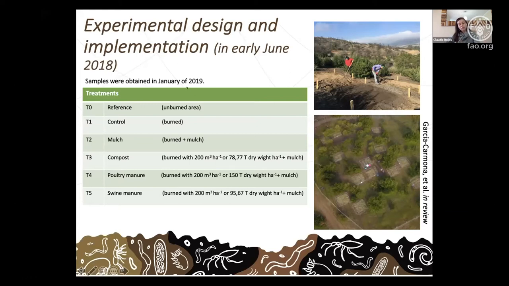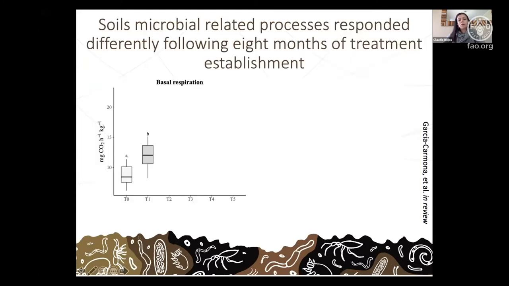So for this experiment, what I'm going to be showing you today, we sampled in January of 2019. So that means 2 years after the occurrence of fires and 8 months after the application of the organic amendments that we tried. What I want to point out first is that we used basal respiration, using the method of substrate-induced respiration with glucose. And what we observed here is that after 2 years, remember the fire occurred in 2017 and we sampled in 2019.